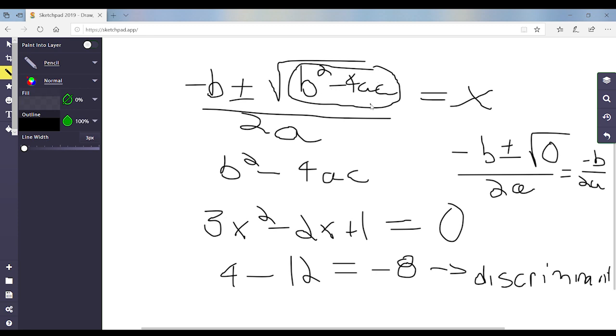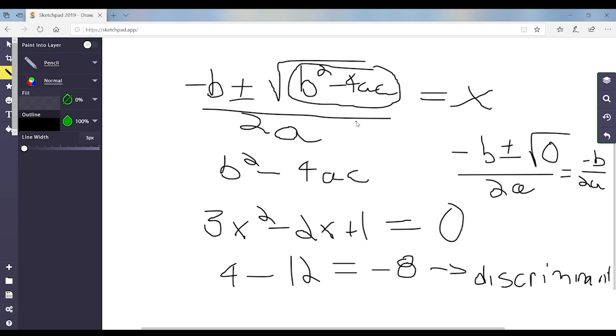So basically what this says is the discriminant determines how many different x values will be solutions to this equation. If it's negative, you aren't going to have any x values that work for the equation. If it's 0, you're only going to have 1. And if it's positive, you'll have 2. So that's why we call it the discriminant, because it determines how many different x values work for your equation.